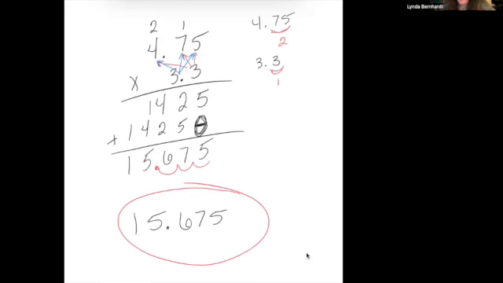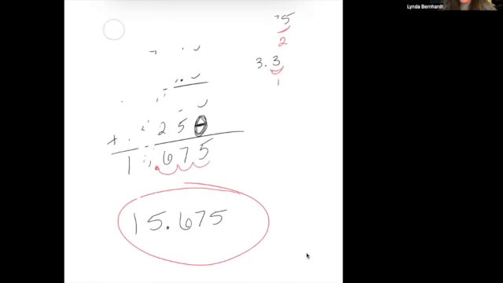I have one more thing written down that I wanted to cover. All righty, here comes the last one. Change 3/16 to a decimal.